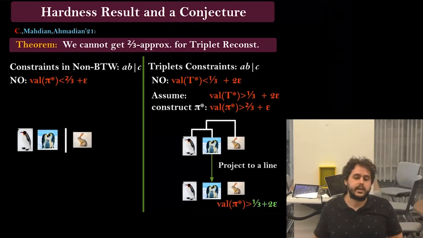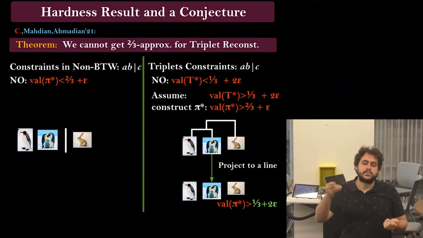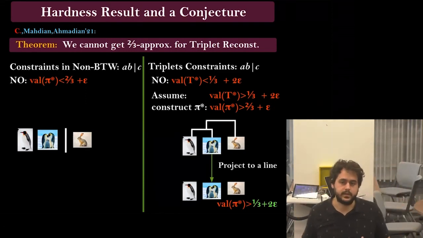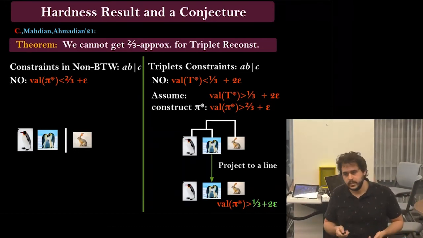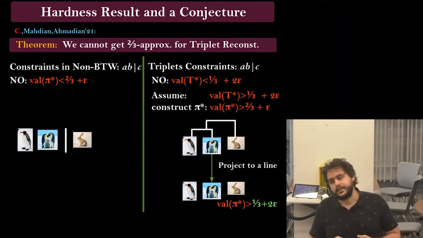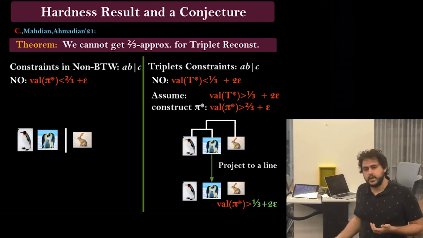Now, this is not enough for us because it only tells us that the permutation will satisfy 1/3 plus 2 epsilon, which is the value that the tree satisfied. We can actually do slightly better. So where are we going to get these extra satisfied triplets?